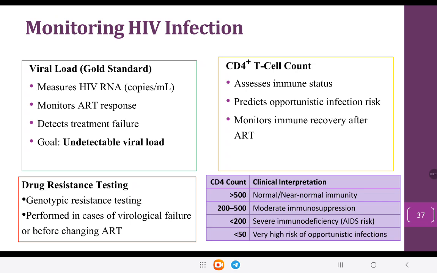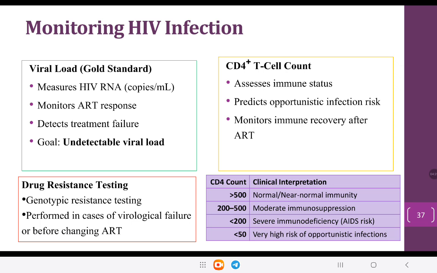How can we monitor the HIV infection? We can monitor it by different methods. We can assess the viral load, which is the gold standard for monitoring HIV infection or following up a patient who is infected by HIV and uses ART. A viral load is the gold standard, and an undetectable viral load shows that treatment is working well. A CD4 count is also used to measure immune function and help predict the risk of opportunistic infection.